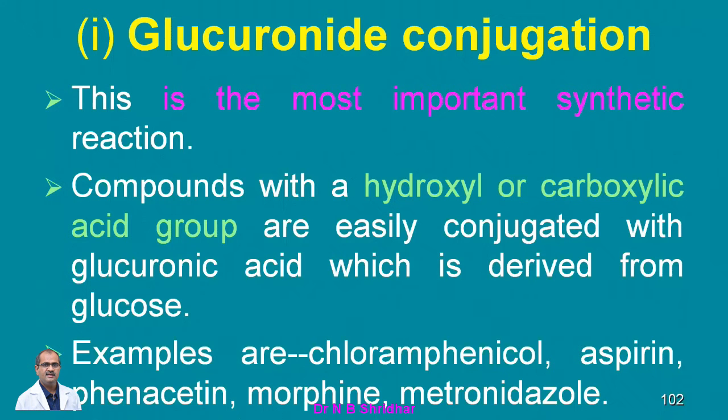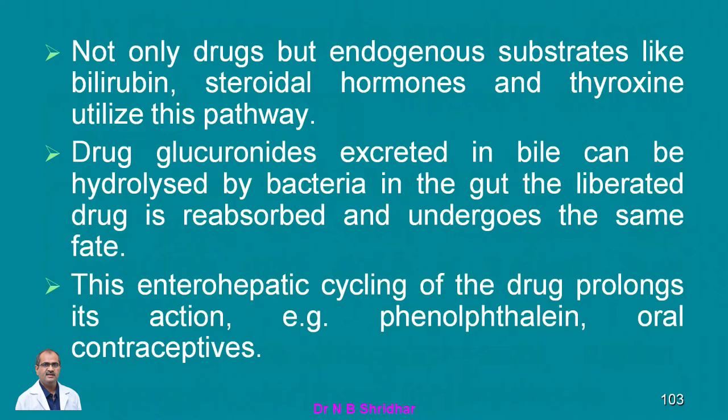Drugs like chloramphenicol and aspirin have a hydroxyl or carboxylic acid group. Not only drugs but also endogenous substances like bilirubin, steroidal hormones, and thyroxine utilize the glucuronic acid pathway for excretion. One thing you have to remember is that it may be an endogenous substance like acetylcholine. Endogenous means it is generated inside the body.